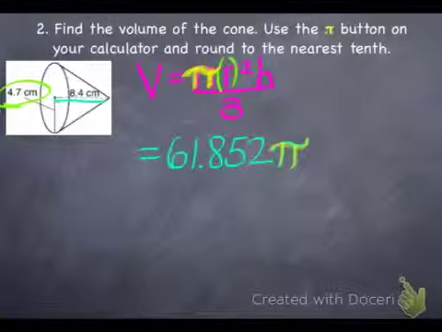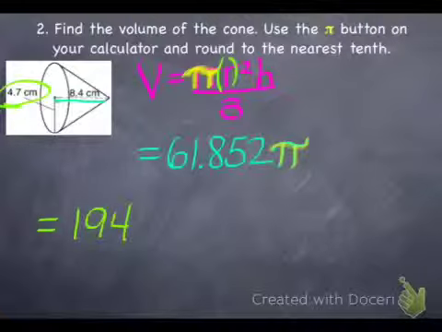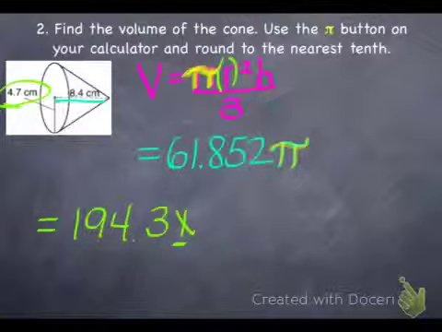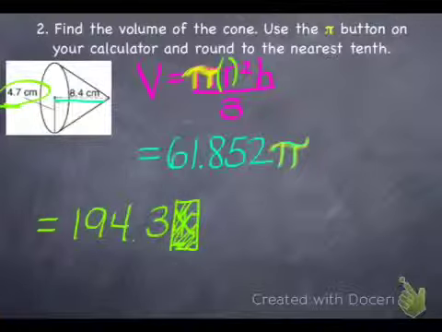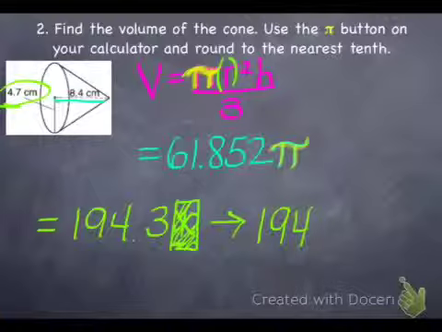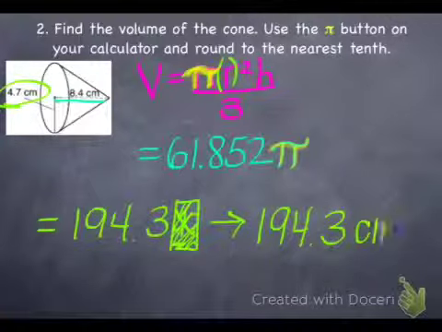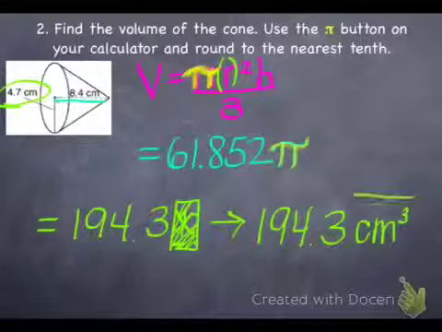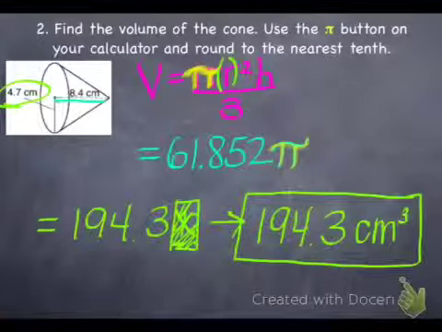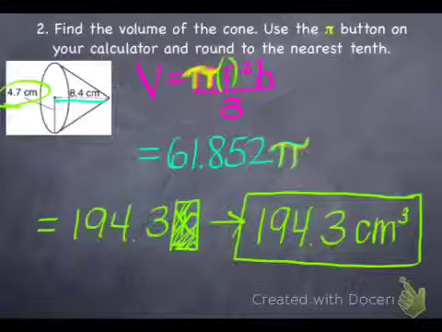Our final step is to do times the pi button. When we get this, we're going to look at the first 2 decimal places. So I get 194.31. Because this is not 5 or higher, we're just going to keep it as 194.3. And then we are in centimeters because we're doing volume. It's going to be cubic centimeters. And that is our answer, 194.3 cubic centimeters.